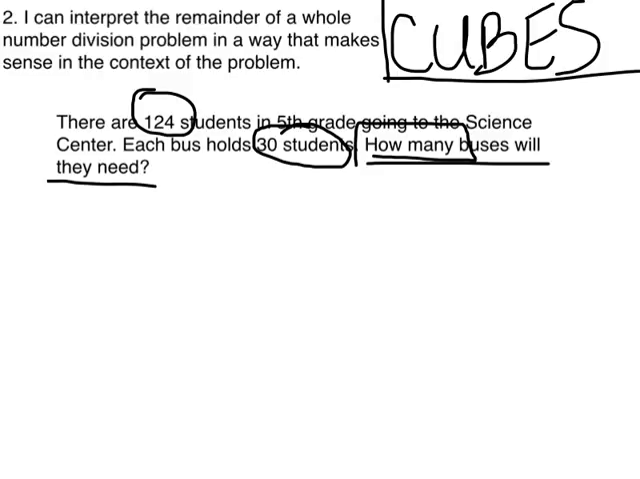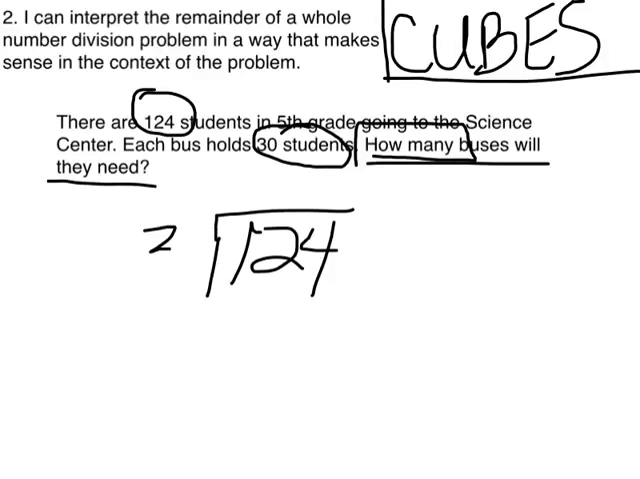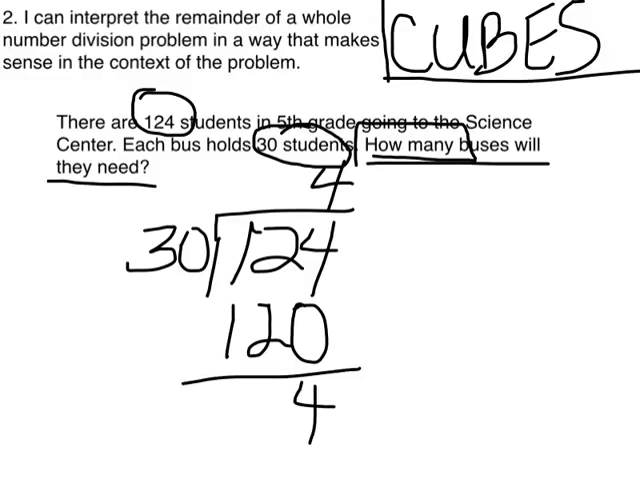So if we have 124 students and each bus holds 30, we need to see how many buses we will need. So how many 30s go into 124? And 30 times 4, I know 3 times 4 is 12, then I add a 0. I get 4, remainder 4.